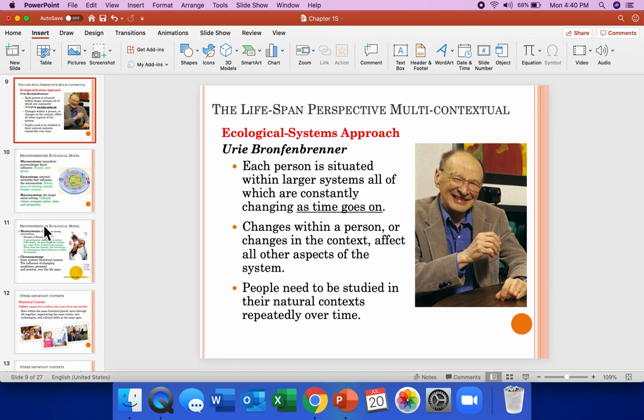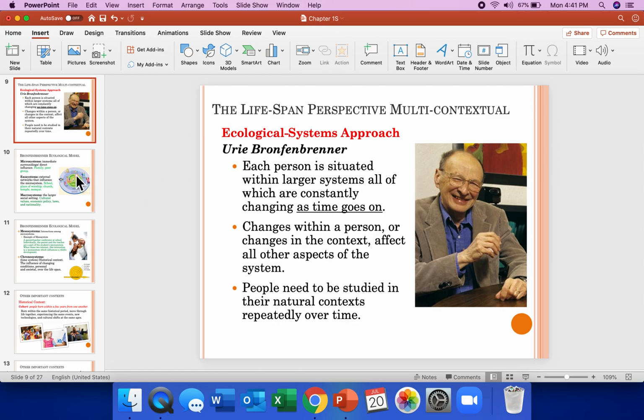Another perspective in the lifespan approach is the concept of multi-contextual. Development has to be looked at from the concept of different contexts. What is surrounding that child that is growing? Bronfenbrenner is perhaps one of the most known developmentalists who preached that concept of context. He came up with the ecological systems approach, which basically stands on the belief that every person is situated within larger systems. It's kind of like nesting rings.